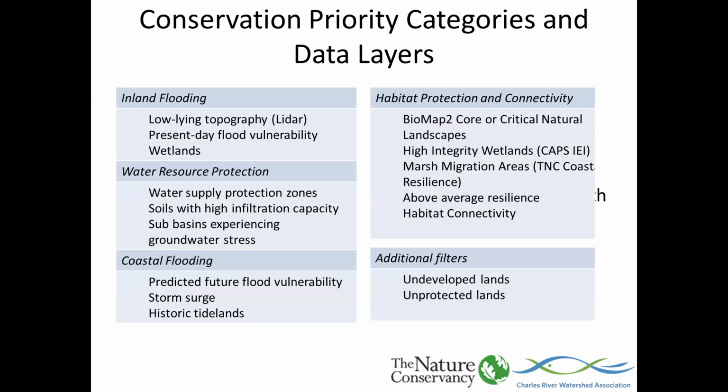So this is a list of the data layers that went into each category. These are primarily all readily available data layers from MassGIS, so that there doesn't have to be a lot of specific data inputs or a lot of GIS pre-processing. As I mentioned, we were trying to avoid that. And then the undeveloped lands and unprotected lands are those additional filters.